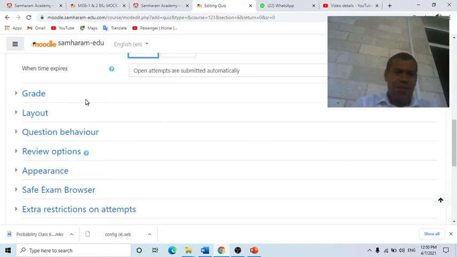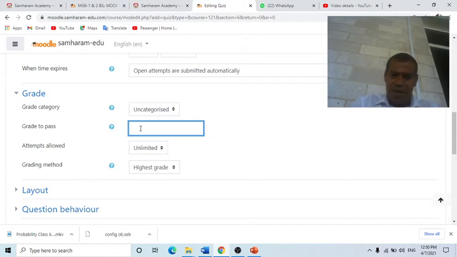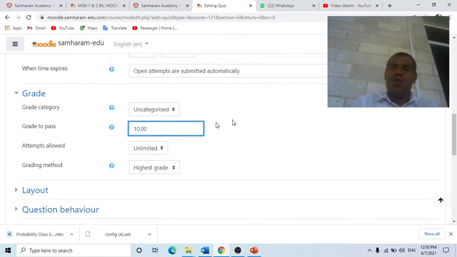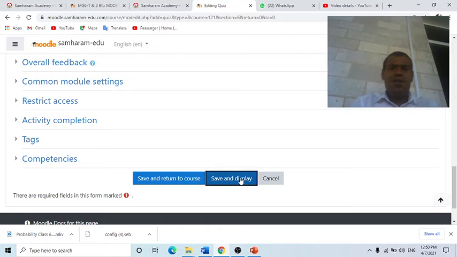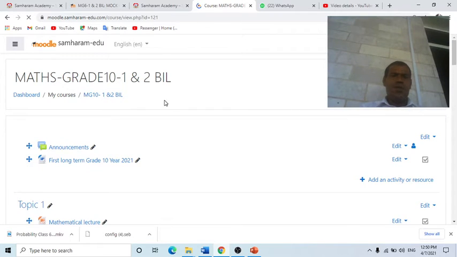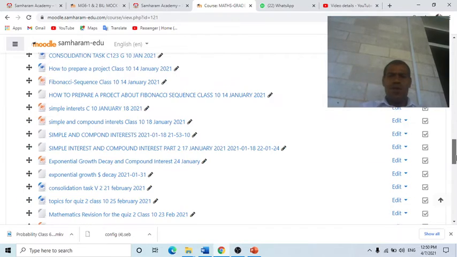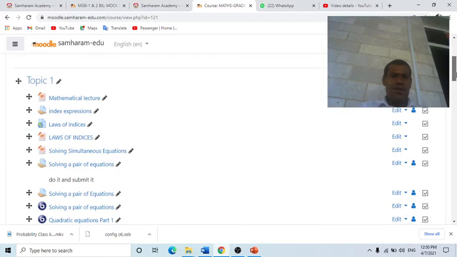On grade, you can give a grade, for example, 10 of mark, or write here that 10 is the pass mark, or you can also leave it blank. You are free to do it. Okay, clear? Then now save and display. Now you can see here, if you click on the math bilingual course and go down, this is the listing for grade 10 from the beginning, from the first semester.